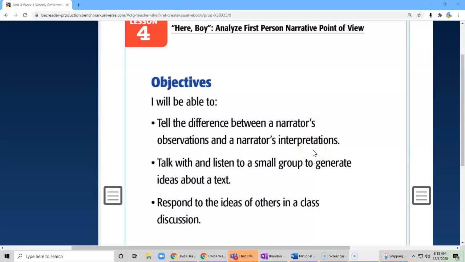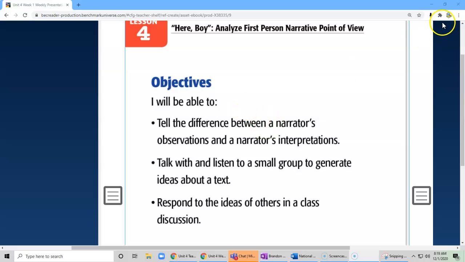So class, we're on day 2 of our new unit, focusing on point of view, and this is our objective for this lesson. We're going to be able to tell the difference between a narrator's observations and a narrator's interpretations. So what they're seeing versus what they think it means.